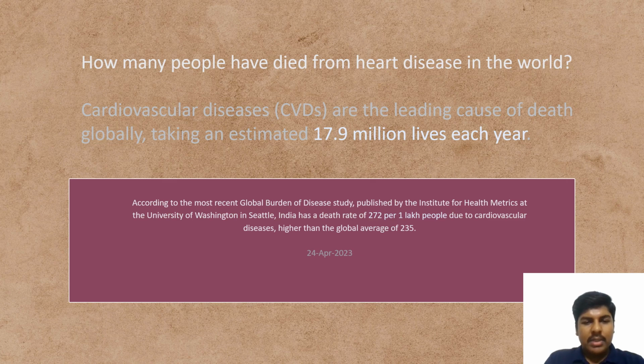According to the most recent Global Burden of Disease study published by the Institute of Health Metrics at the University of Washington in Seattle, India has a death rate of 272 per 1 lakh people due to cardiovascular diseases, higher than the global average of 235. This is the record as per the year 2023.